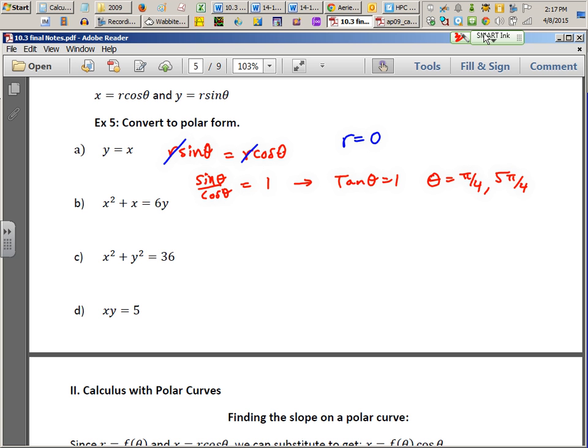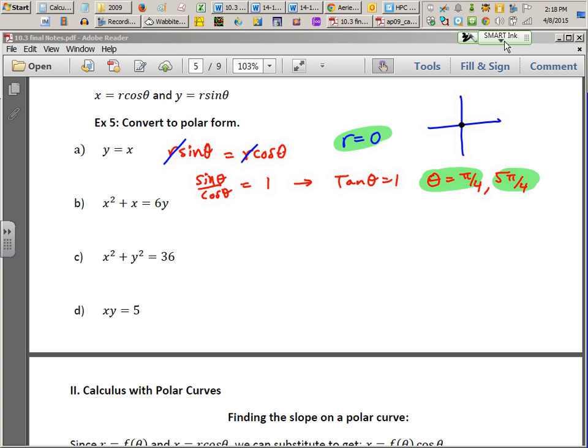Now it's kind of redundant to include both. Let me show you why. We have 3 answers here. I'll highlight them in green. So my 3 answers are r equals 0, theta equals pi over 4, and theta equals 5 pi over 4. R equals 0 is literally just a tiny circle with radius 0. It's a point at the pole.